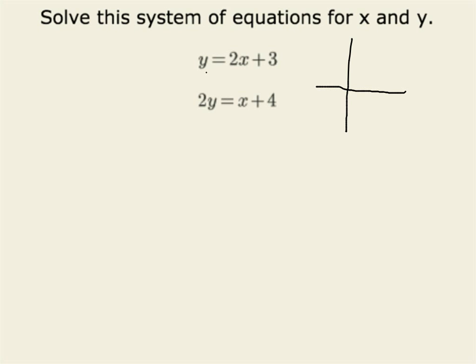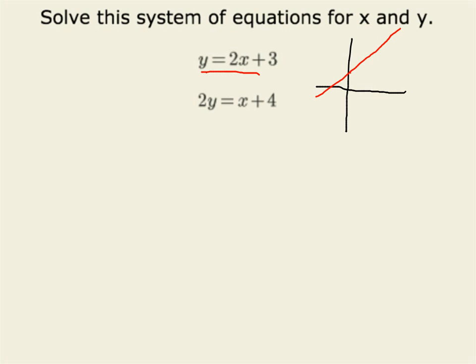This first line has a slope of 2 and a y-intercept of 3. I'm not going to be too exacting here, but it's going to go up and to the right with slope 2, and it's going to pass across the y-axis at 3.